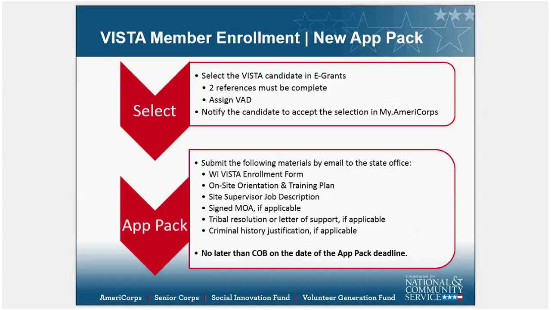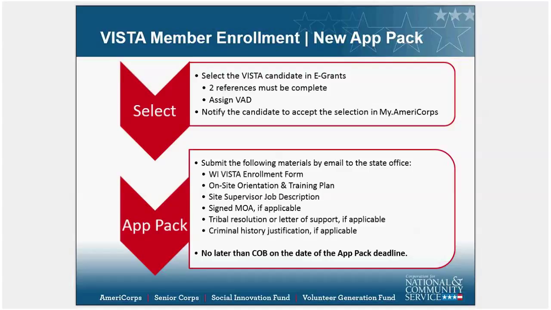And so what the app pack is going to include is the new Wisconsin VISTA enrollment form. It's going to include a copy of your on-site orientation and training plan for the project. It's going to include a copy of the site supervisor job description. And so what we're looking for there is the individual who's going to be spending their day-to-day supporting and managing the VISTA member. So not necessarily always the project director, but the person who's working directly with the VISTA. There's just a copy of their position description or job description.